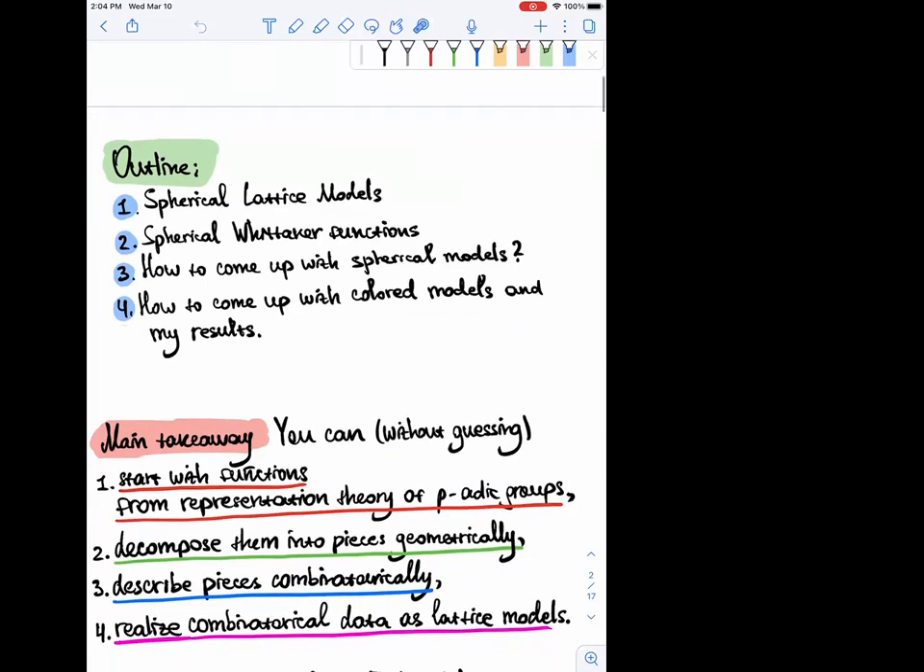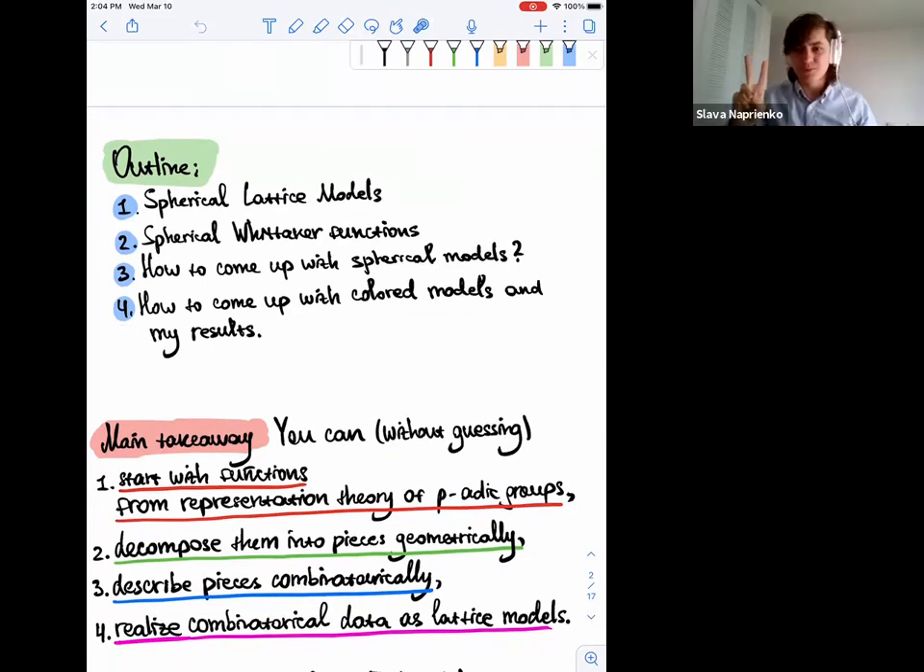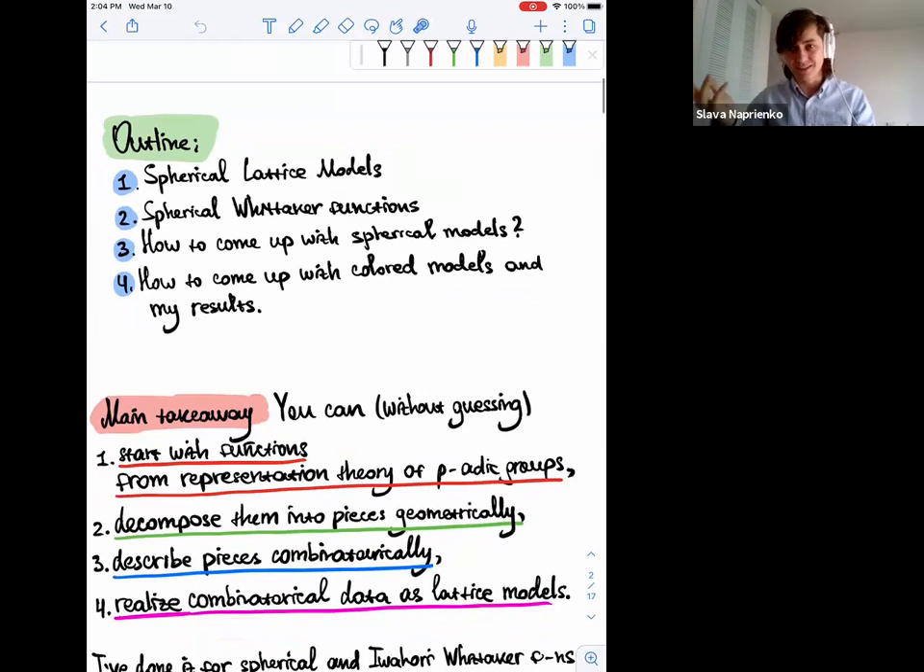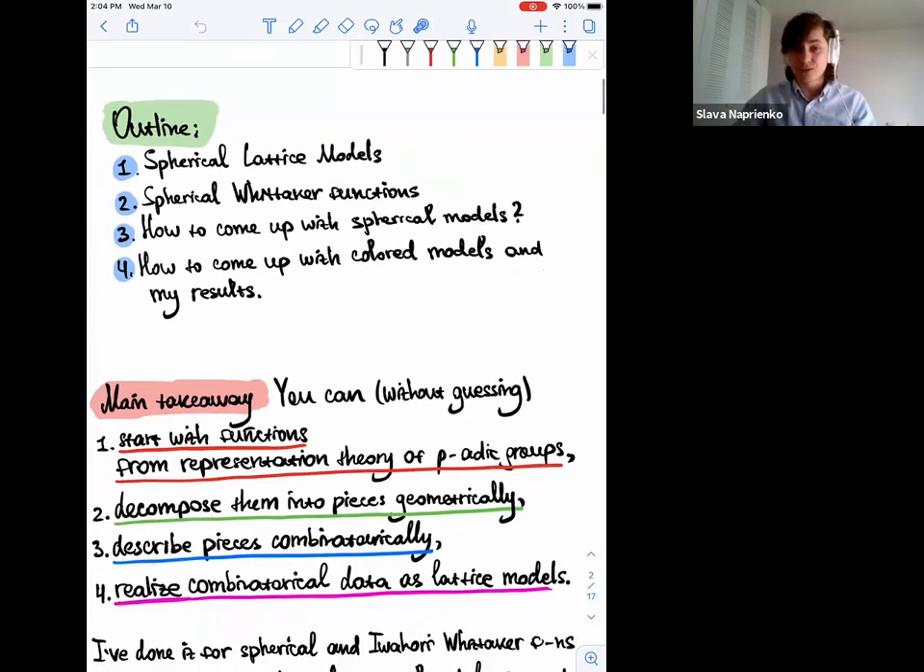So yeah, I'm continuing my outline. The first 2 parts are just 2 pieces, then they're connected. I show how to get from one to another, even if you don't know the other one. And the fourth one is closer to my actual results. It is how to come up with the colored lattice models, which were introduced quite recently, in 2019. They are more intricate, they are more complicated. And the fact that you can come up with them without guessing, this is what my talk is about.